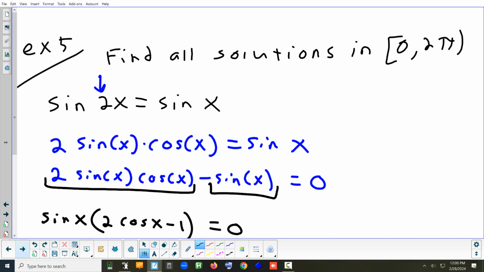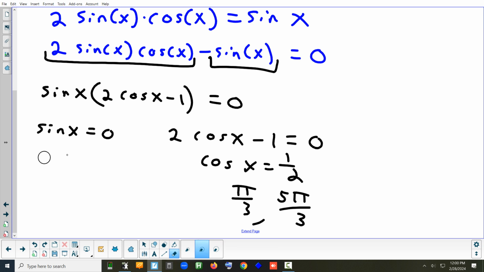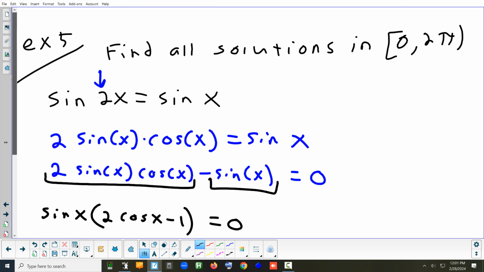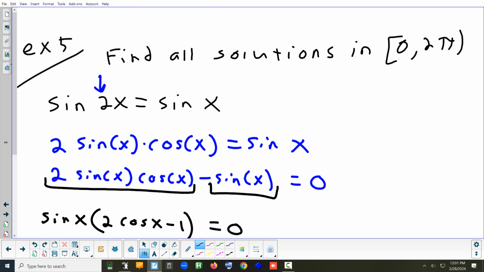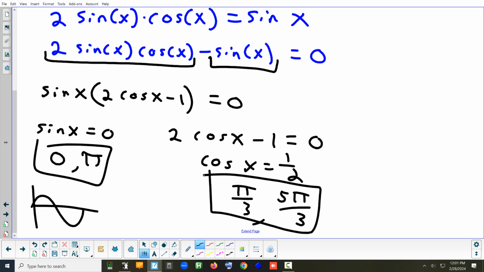Alright, so let's write that down. They said 0 to 2 pi, so pi over 3 is 60, and 5 pi over 3 is 300. And think of where the graph of sine crosses the x-axis. Where is it equal to 0? Pi and 2 pi, or 0. We don't want to include 2 pi in the answer, even though it is correct, because it has a parenthesis on it. So we don't include the 2 pi, but you do include the 0. And there's your 4 answers.